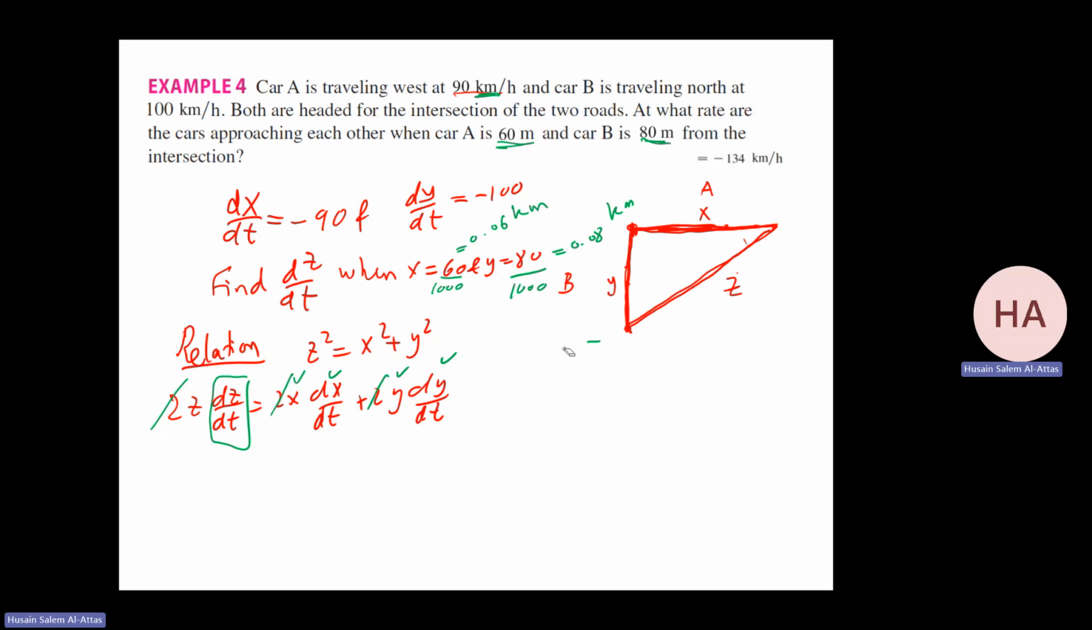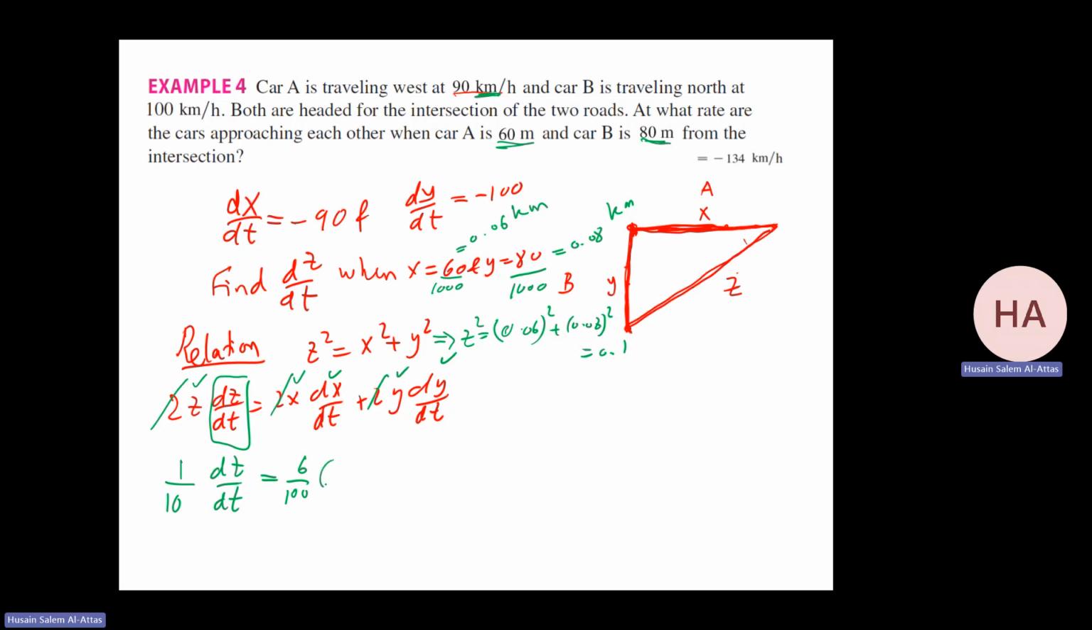Unit problem here. So z squared will be equal to 0.06 squared plus 0.08 squared, which will be 0.1, which is 100 over 1,000, so 0.1. So I get this. Now plug in the numbers. So I have 1 over 10 dz by dt. x is what? 6 over 100.